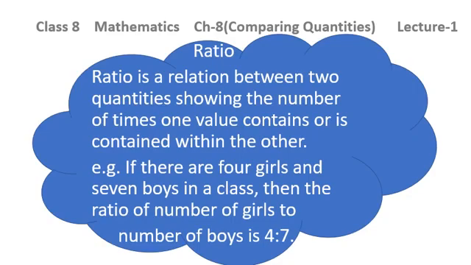So what do you mean by a ratio? Ratio is a relation between two quantities showing the number of times one value contains or is contained within the other. If there are 4 girls and 7 boys in a class, then the ratio of number of girls to number of boys is 4 ratio 7. This is the relation between two different quantities. In usage, we just use fraction and ratio in a similar way. So I hope you have understood the difference between these two.